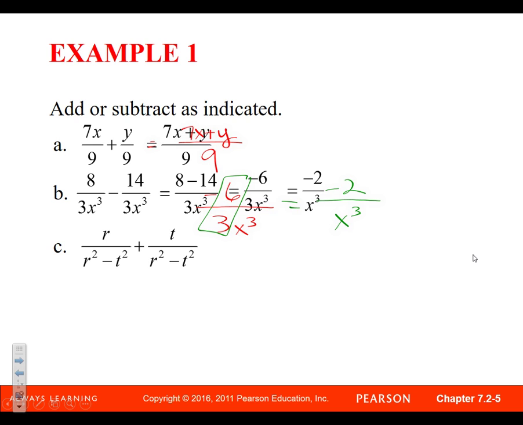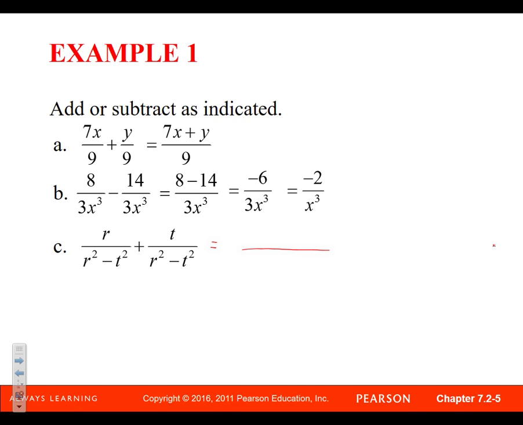I'm going to get rid of some of this here so we can see what's going on. Oh, that's already there. Cool. How about this last one? Denominators are just fine, right? So we're going to get a denominator of, what's the denominator going to be? R squared minus t squared. Boom. And for my numerator, r plus t.